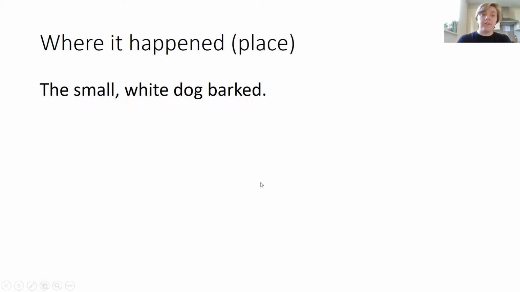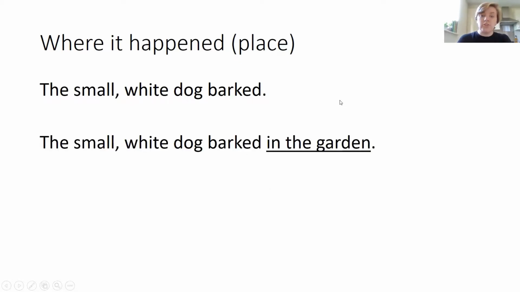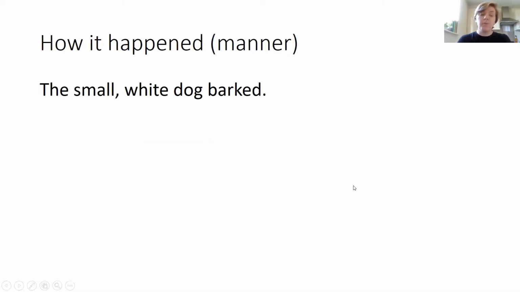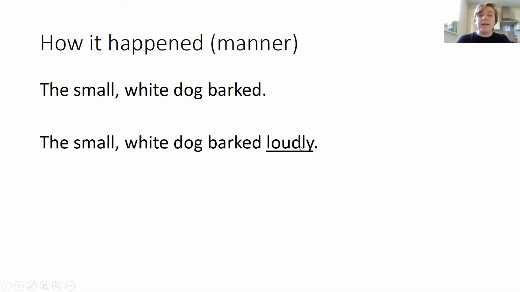I could have an adverb of place. So the small white dog barked in the garden. It's telling me where this barking happened. It's an adverb of place. Or I could talk about the manner of how it happened. The small white dog barked loudly. That's how that barking happened.